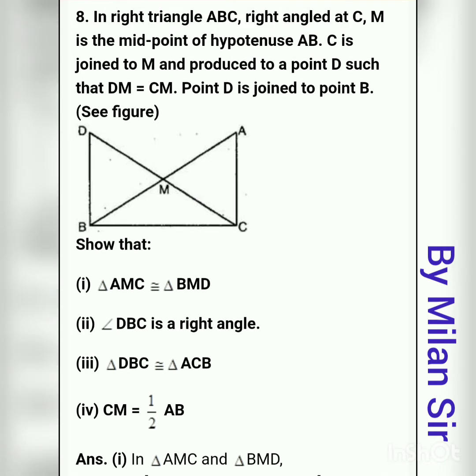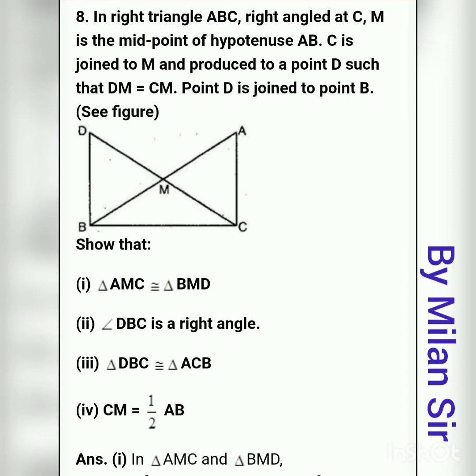First of all, what are the things which are given to you? Triangle ABC is a right angle triangle, and here angle C is 90 degrees. One more thing, M is the midpoint of AB, so these two parts are the same. And it is also given that DM is equal to CM, so these two parts are also the same.